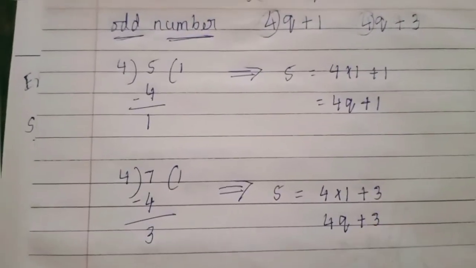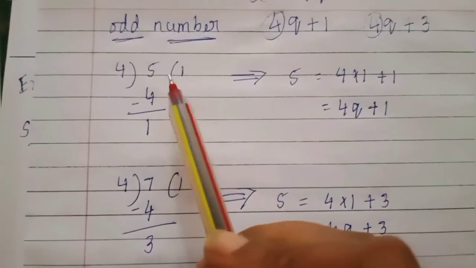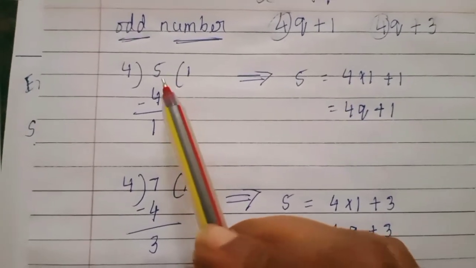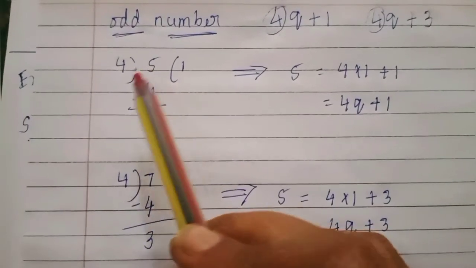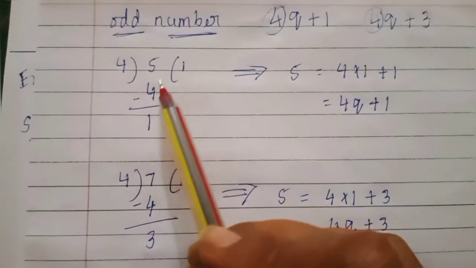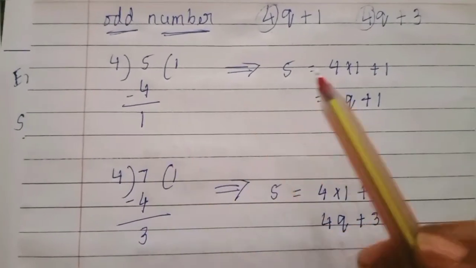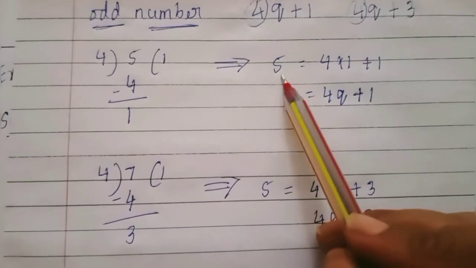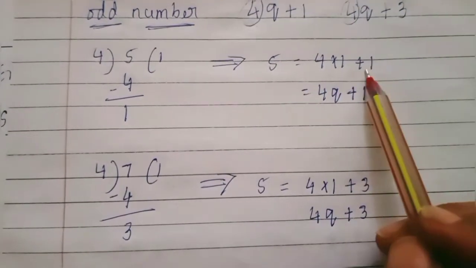So now let us try with some examples. Here we have to take only odd numbers. Let me take 5. You know 5 is an odd number. Let us divide by 4. 4 ones are 4, and the remainder is 1. So how will you express it? 5 equals 4 into 1 plus 1 form.